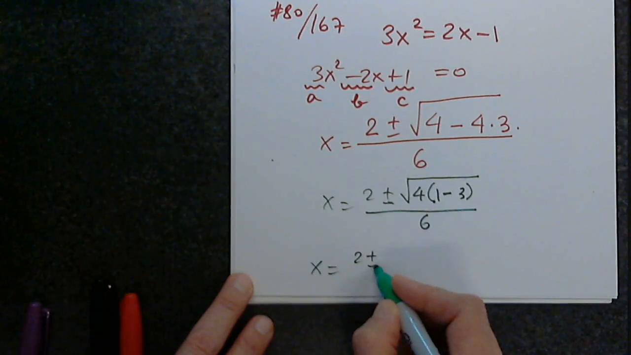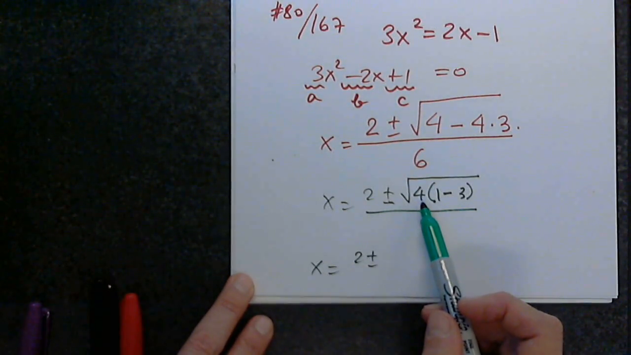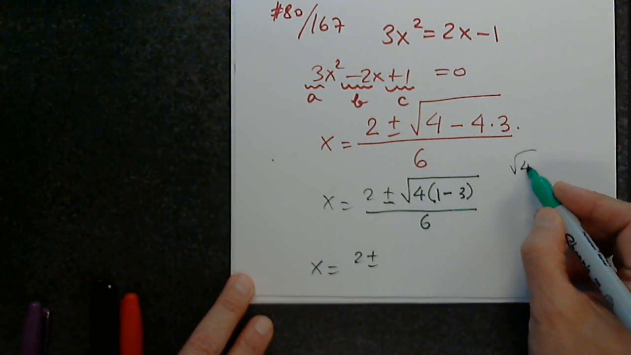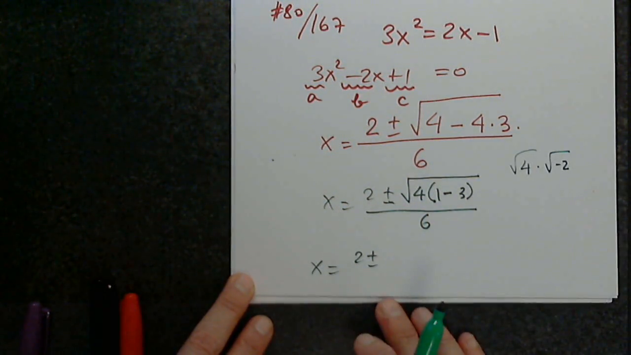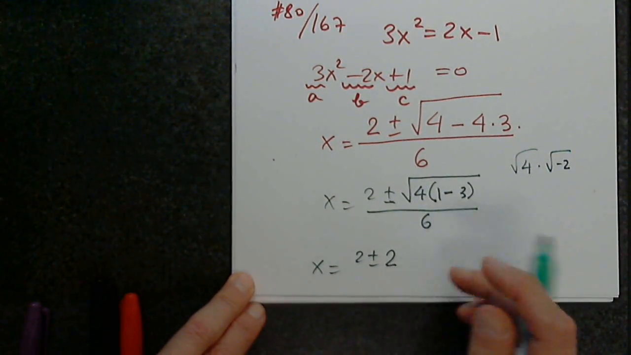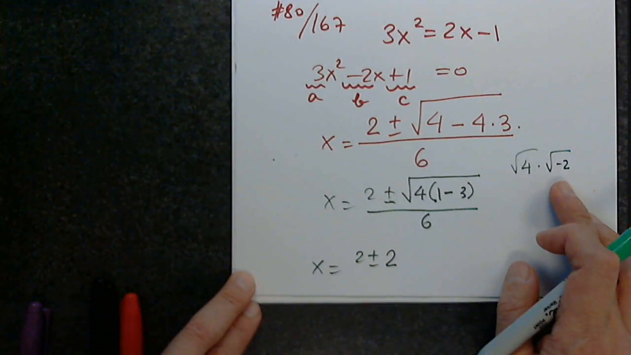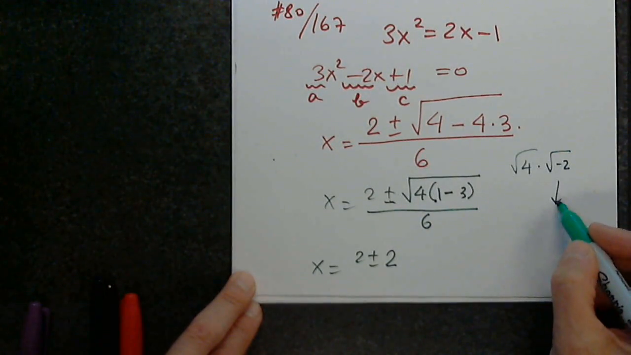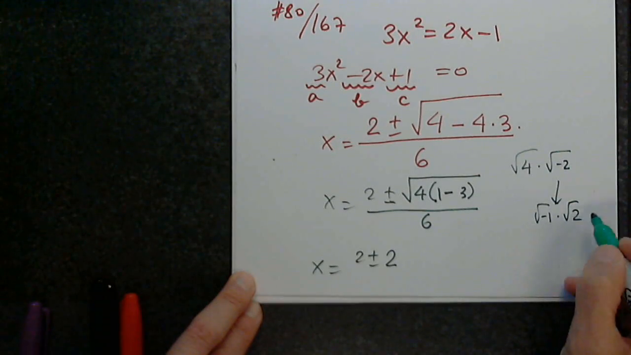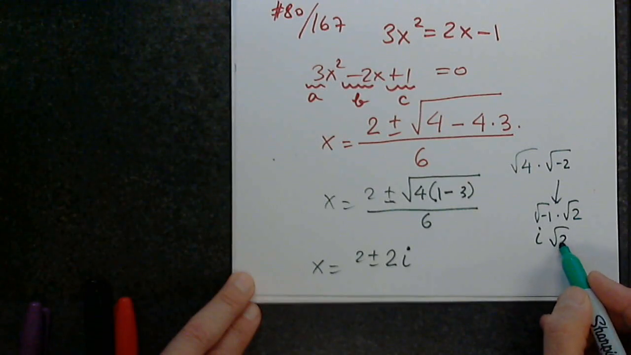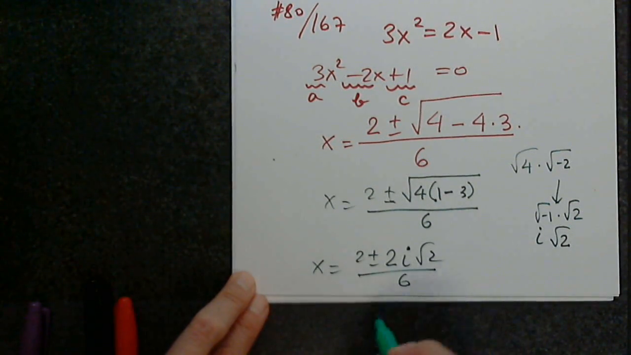So x equals 2 plus or minus. How much is the square root of 4? Because I'm allowed to split it now. So this will be the square root of 4 multiplied by the square root of negative 2, because 1 minus 3 is negative 2. So the square root of 4 is 2. And what can you say about the square root of negative 2? Yes. It's the same as the square root of negative 1 times the square root of 2, which is i, the square root of 2, divided by 6.